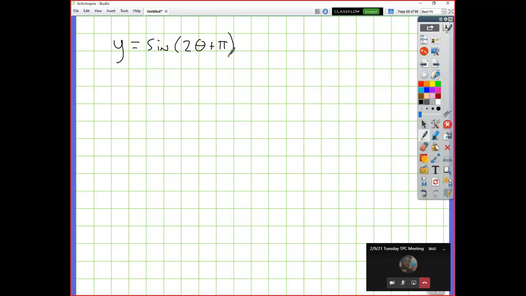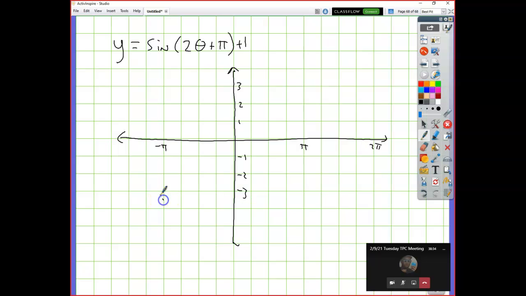All right. I'm going to set this graph paper up. Oh, no. I've got to do a plus something. Let's make it 1. Okay, so I'm going to go pi, 2 pi, negative pi. I'm going to go 1, 2, 3, negative 1, negative 2, negative 3.